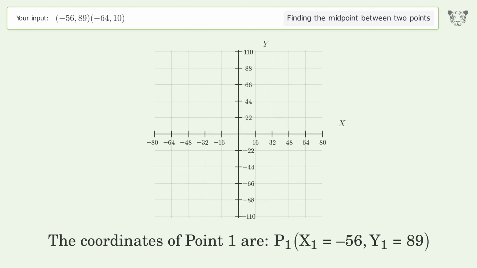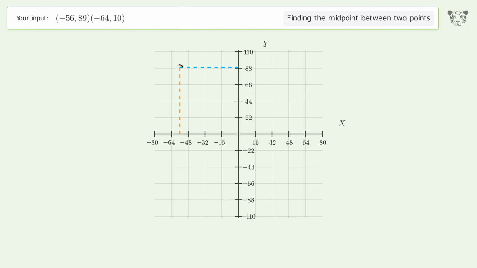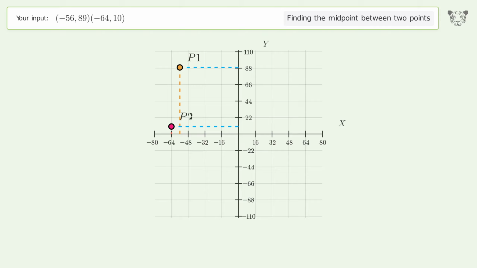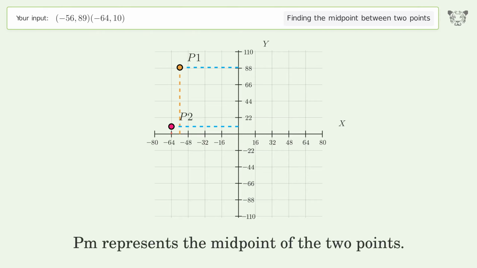The coordinates of point 1 are, x1 equals -56, y1 equals 89. The coordinates of point 2 are, x2 equals -64, y2 equals 10. PM represents the midpoint of the 2 points.